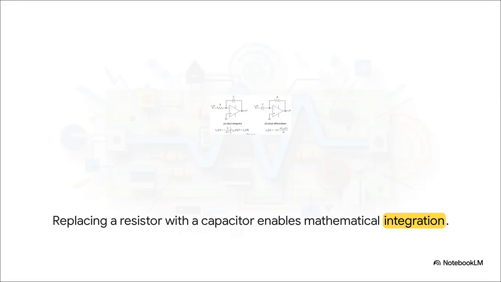Now, what if you swapped that feedback resistor for a capacitor in a different spot? Well, believe it or not, the op-amp is now doing calculus for us. This circuit is called an integrator, and its output is based on the input signal over time. This is a fundamental building block for all sorts of advanced signal processing.